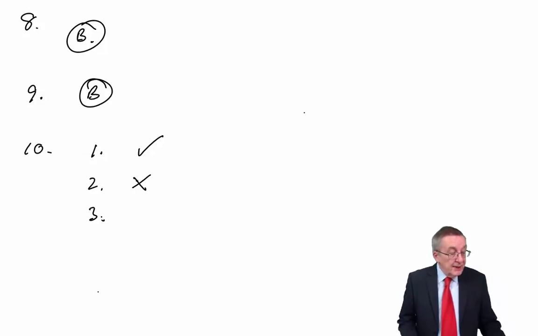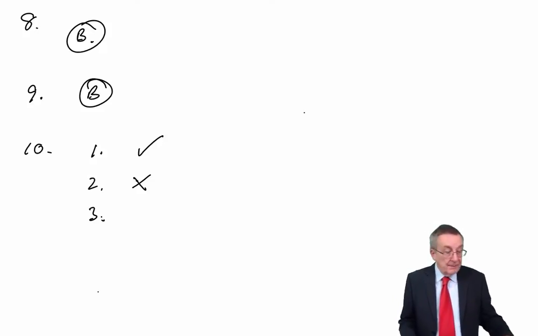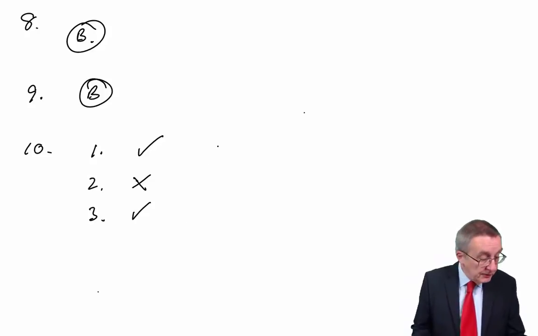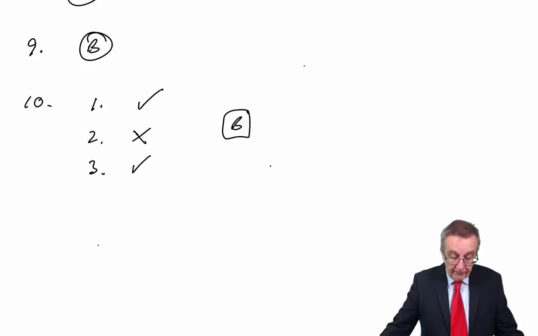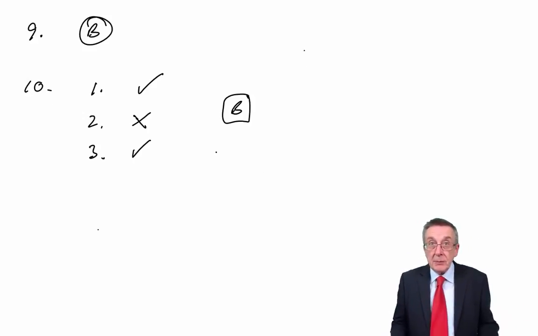Number 3, discount instruments trade at less than face value. Yes, that's what we mean by discount. It's less than face value. So the answer is 1 and 3. The answer is B. Okay, so we've got half of them done. That was number 10.